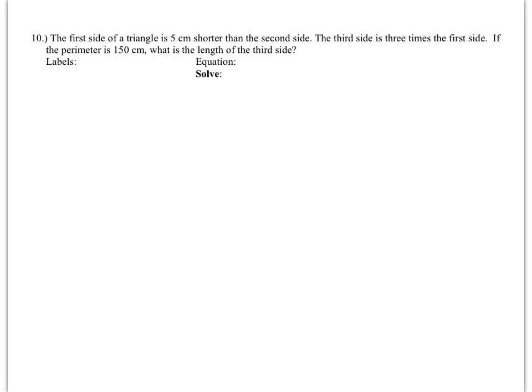And this one we have to do labels, equation, and we have to solve it. So it's a triangle. I would start by drawing a triangle. And because they're labeling the triangle, or they're saying first side, second side, third side, I would put little numbers over here. I'm going to call this one my first side, this one my second side, and this one my third side. That way I don't get them mixed up.